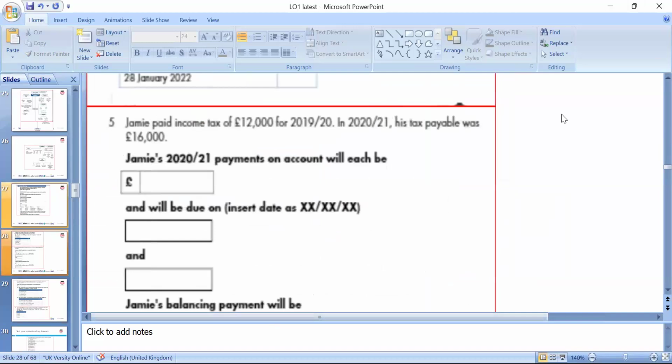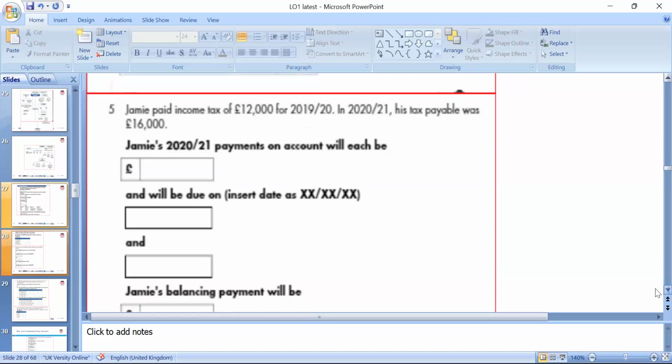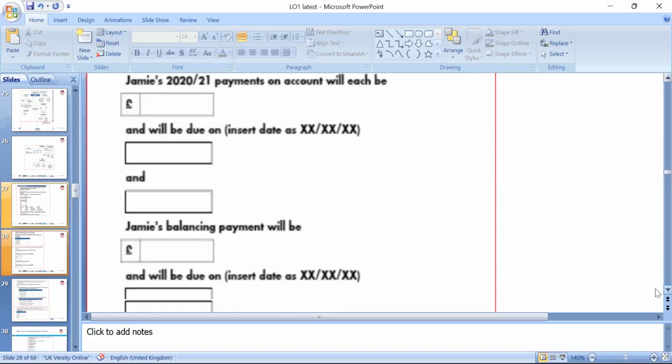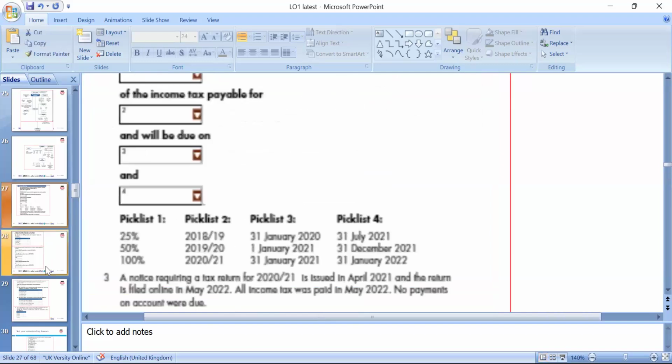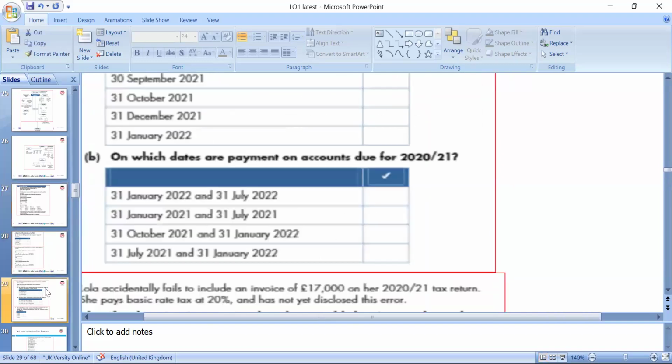As we will go through the example. So Jemmy paid income tax of 12,000 for 2019. Now we have 12,570 for this year, and his tax payable was 16,000. So Jemmy's payment on account will be due on the inserted date, and then the balance payment will be, and we can look at when it is due. That is what we can fill in. Okay, let's go to the next, please.